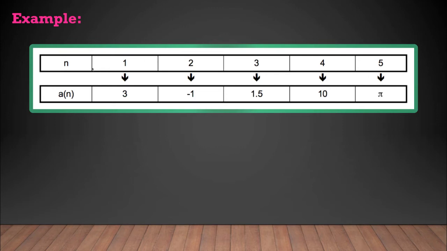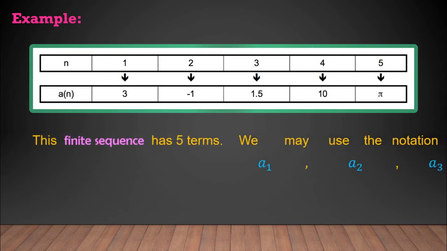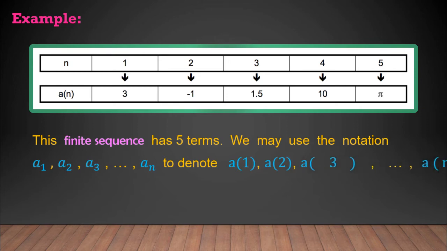Okay? So therefore, what kind of sequence are we given here? This is an example of a finite sequence because it's discrete, meaning it has an end. It has a last term. The last term here, which is the fifth term, is pi. Okay, so again, this finite sequence has 5 terms, as you can see. N is from 1 to 5.